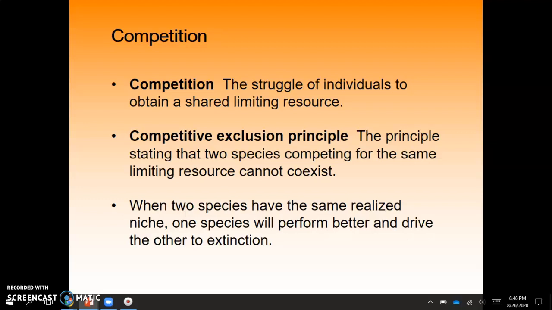The competitive exclusion principle is the principle stating that two species competing for the same limiting resource cannot coexist. So when two species have the same realized niche, one species will perform better and drive the other to extinction. And a niche, just in case we're not aware, is an organism's role in its community. So what services does it provide? It's basically like its job. So when two species have the same realized niche, or they consume the same resources, they can't coexist happily.